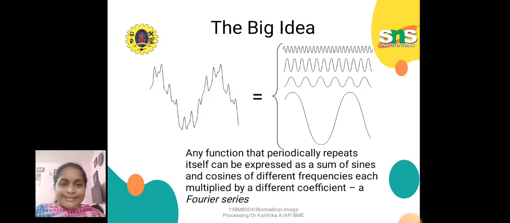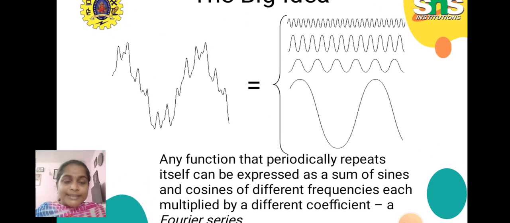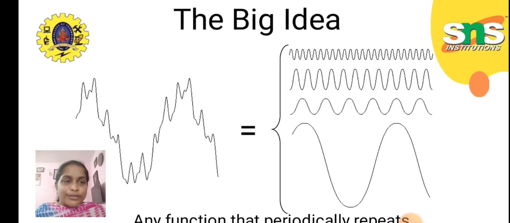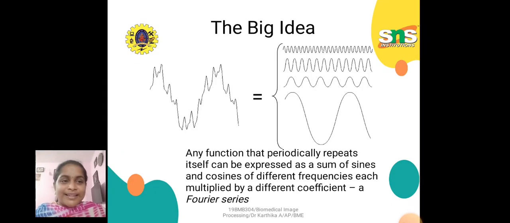What is Fourier series? Actually, any function that periodically repeats itself can be expressed as a sum of sines and cosines of different frequencies, each multiplied by a different coefficient, is called Fourier series. See here the example. Here the function periodically repeats itself and it can be expressed in terms of the sum of sines and cosines at different frequencies, which are multiplied by different coefficients. See here the sample Fourier series. I think you will get a clear idea about what is Fourier series.